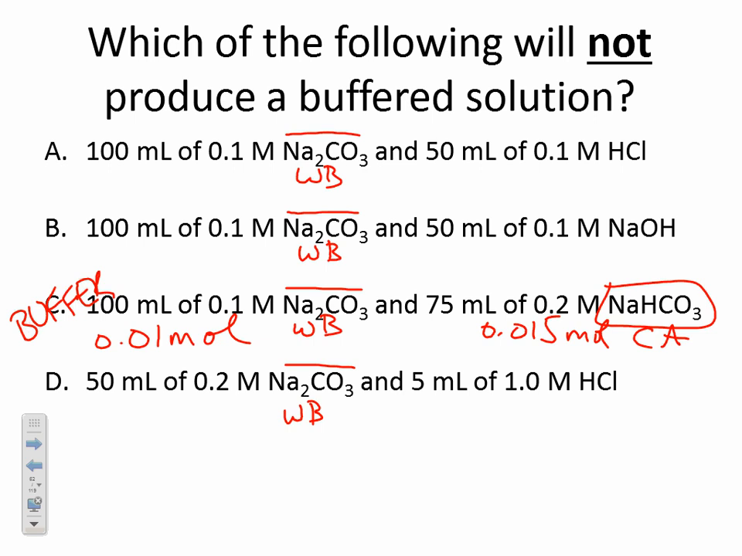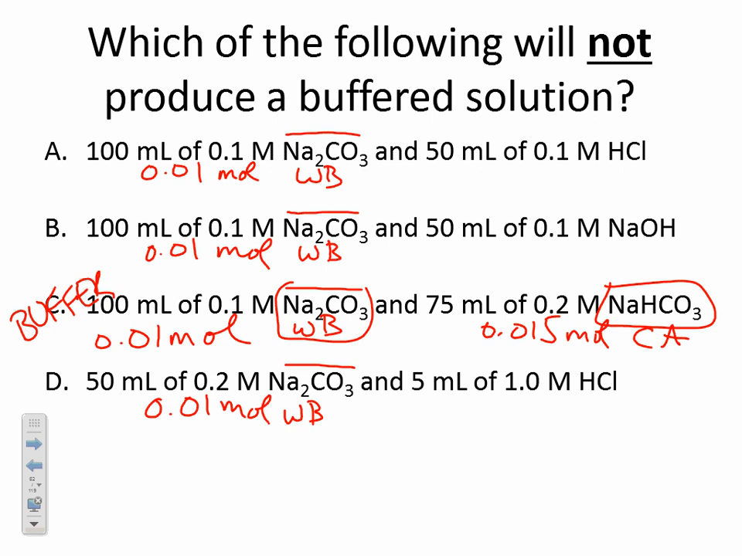That's not going to be our choice because we're looking for the one that does not create a buffer, but weak base plus its conjugate acid is definitely going to be a buffer. Then we have three other choices that do not have the weak acid conjugate base pair, but two of them will give us a buffer, one of them will not. So what I'm going to do now is work out how many moles of each thing I have from the numbers. I've got 0.01 moles of the Na2CO3 in all three of these cases.